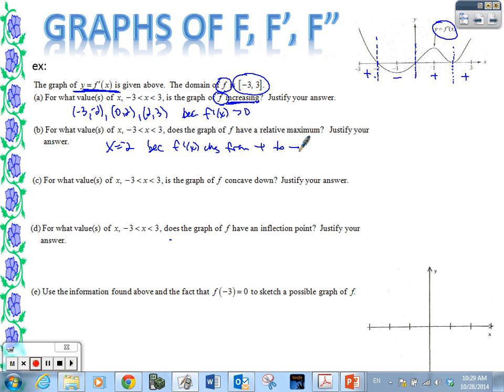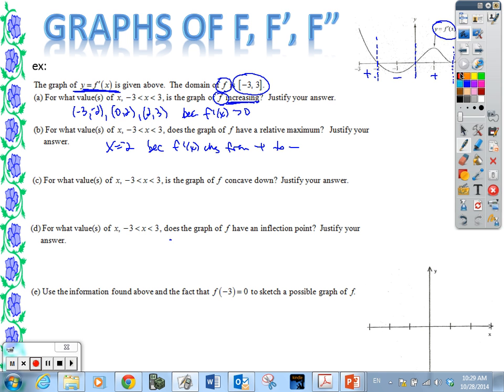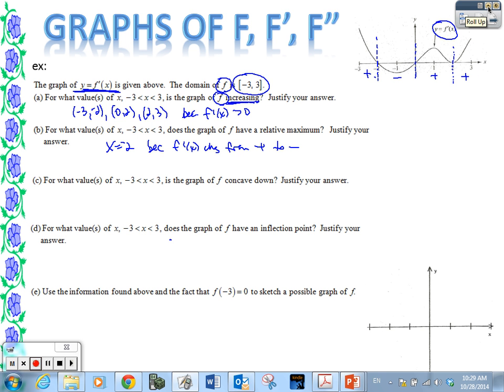All right, for what values of x is the graph concave down? Now we're dealing with the second derivative. What I would do is I would do a whole new sign chart, and I'm just going to change color. I'm going to do a second derivative sign chart. Now, if we read the second derivative about the first derivative, we just talked about that. What are we going to be looking at? The slopes.